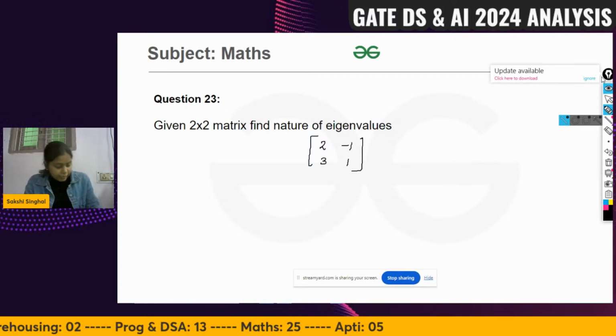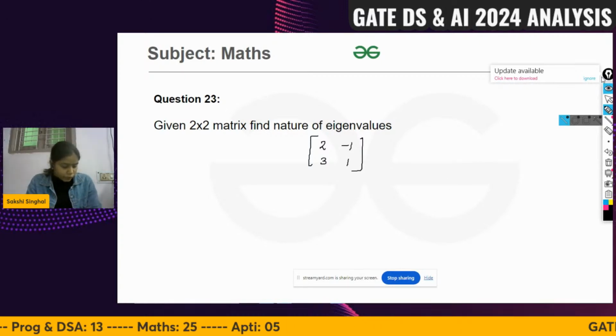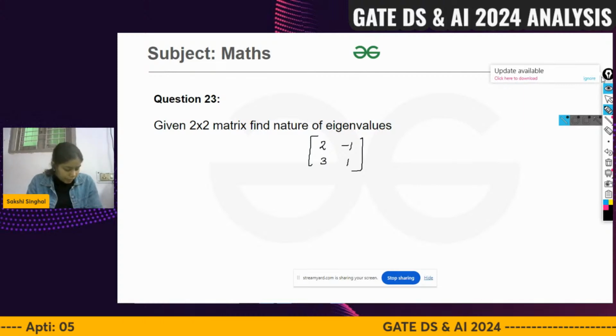Yeah, this was a matrix for eigenvalue, right? You have to check what the eigenvalues would be.